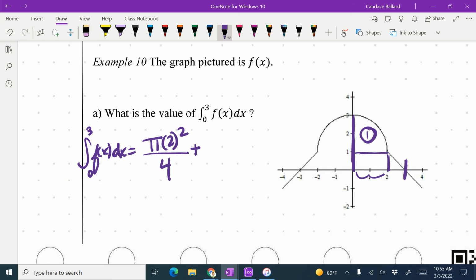I've got a rectangle and a triangle. So my rectangle, what's the base of the rectangle? 2. What's the height of the rectangle? 1. All right, and then my little triangle there, what's the base? 1. Height? 1. So 1 times 1 over 2.